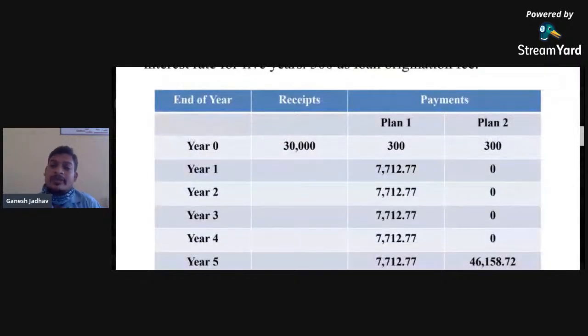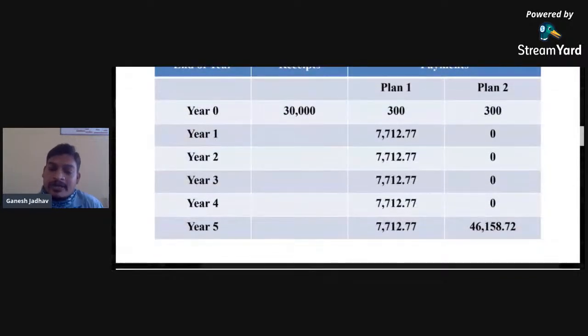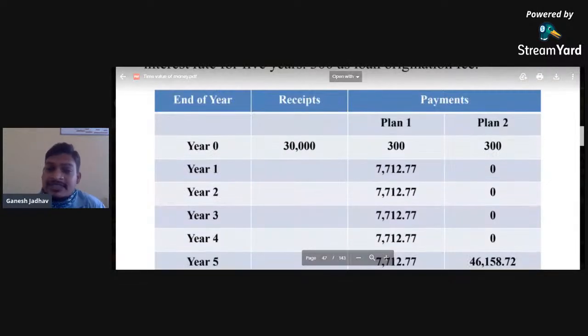Okay, so these are how many amounts, one, two. So this is the first year. Whenever the first year is completed, you are required to pay 7,712. Okay, in the first year. So you can say that in Marathi, this is the first hafta. So this is the amount, 7,712, that you are required to pay.